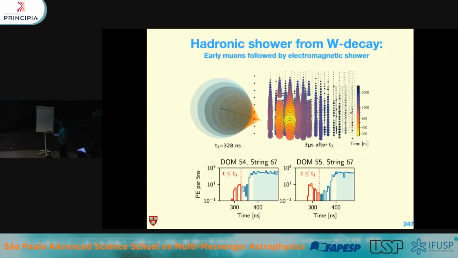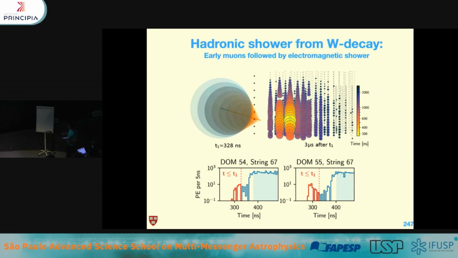And so what we see in our data, this is the event coming in, and what we look at is the first DOMs that are hit in our detector. And when you look at those sensors that are close by, you can see here this red line. This is the time that we expect the main Cherenkov front to hit our detectors.